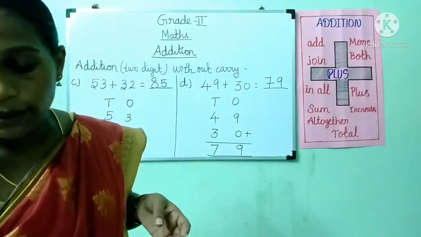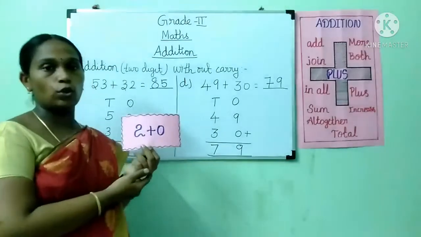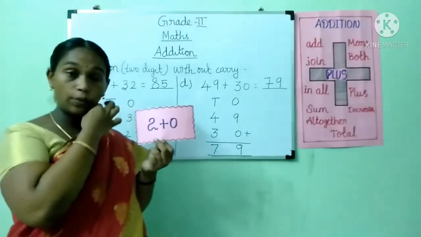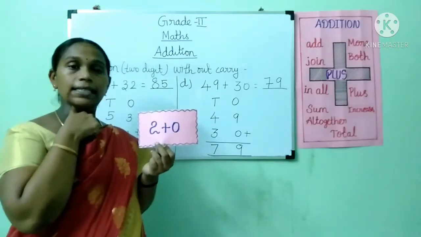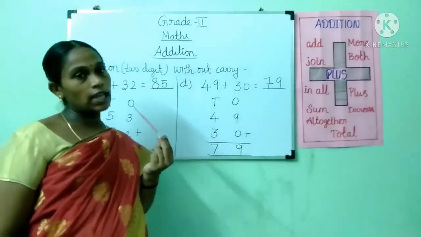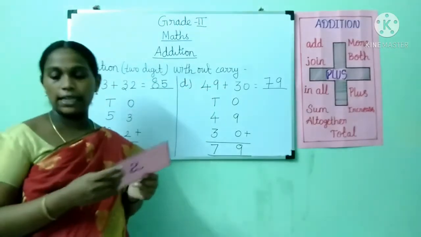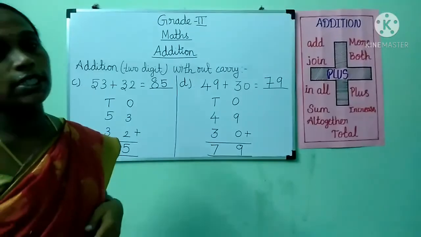The next one, see, 2 plus 0. Any number add with 0 means will get same number. So 2 plus 0 means will get 2. So answer is 2. Is that correct? Very good. The next one, 2-digit number.